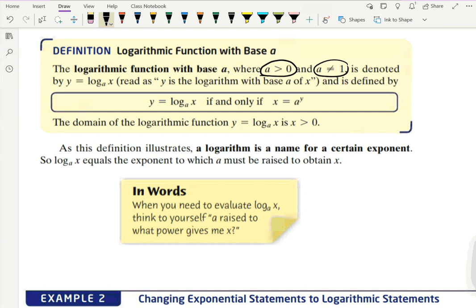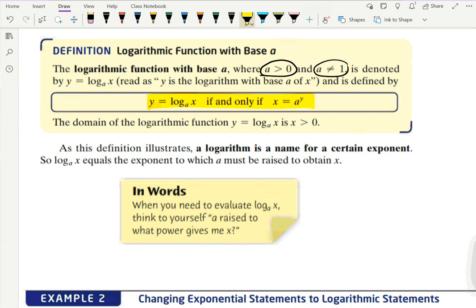The B is our base. And in this case, a is representing our base. So we have our base to some power equals x. Sometimes one way to write this is a to the power of y equals x. Okay? So that is our overall statement as far as what a logarithm means.